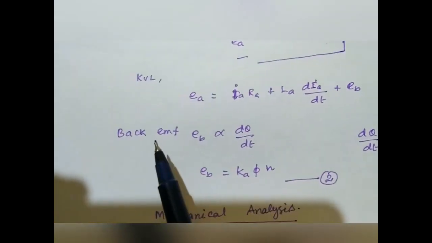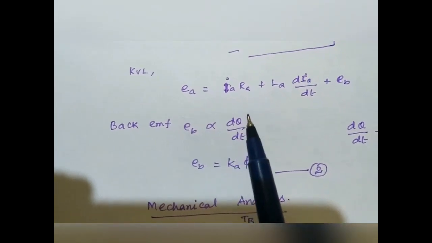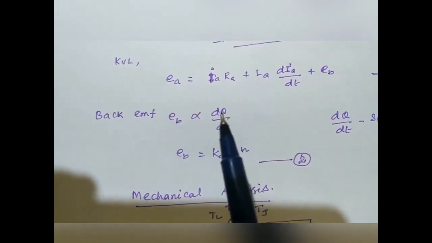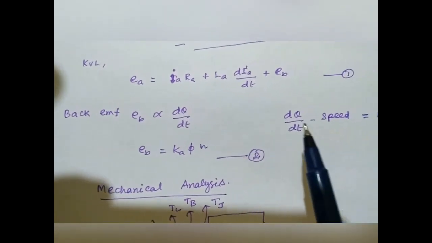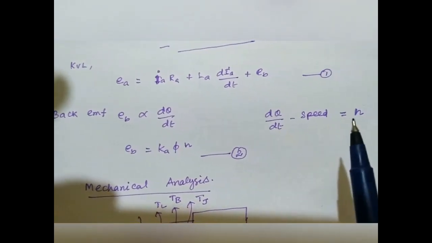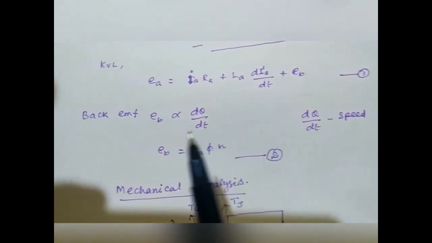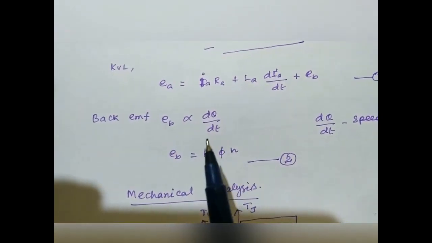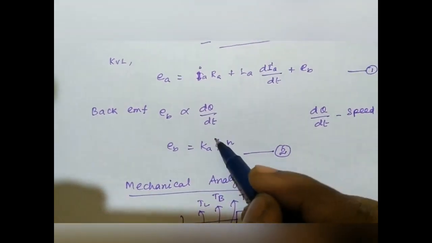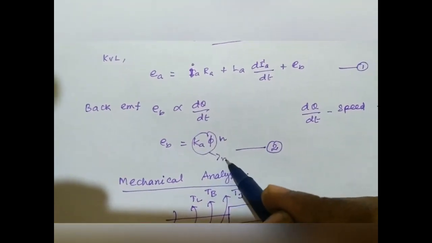Again we know back EMF is directly proportional to speed, the rate of change of angular displacement. So this speed we can write as d theta by dt, that is N. To remove the proportionality, I am adding the constant K a phi. So this K a phi is called the motor constant.